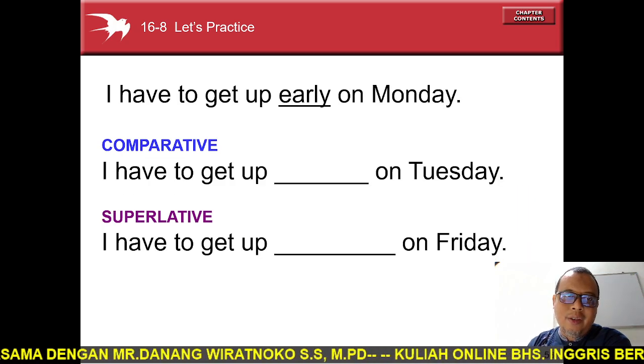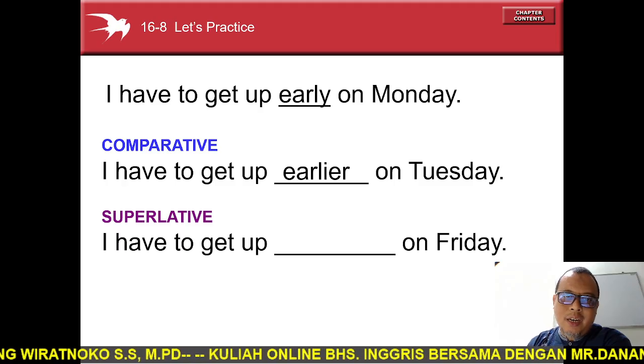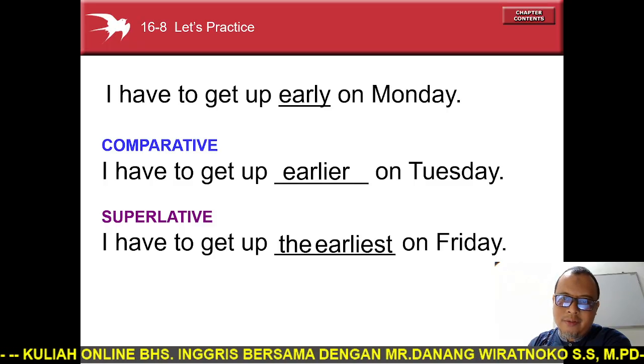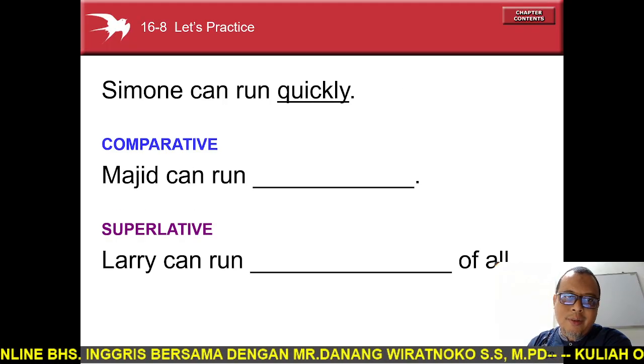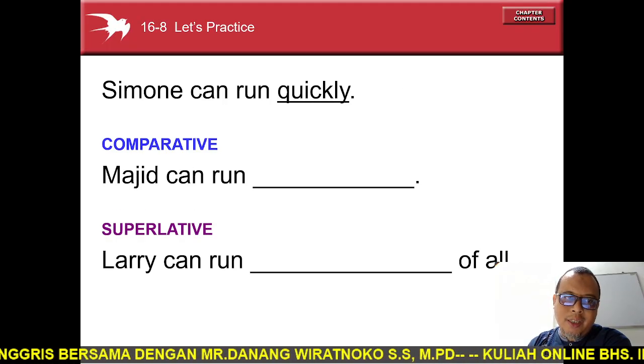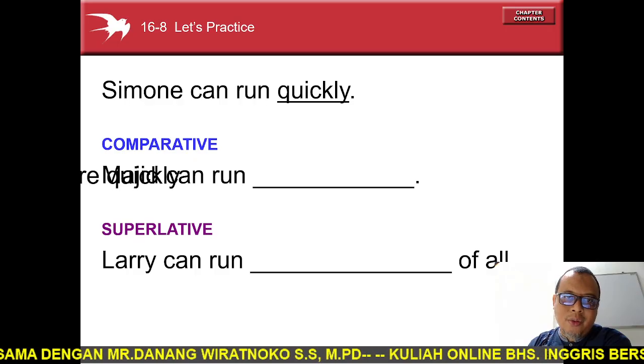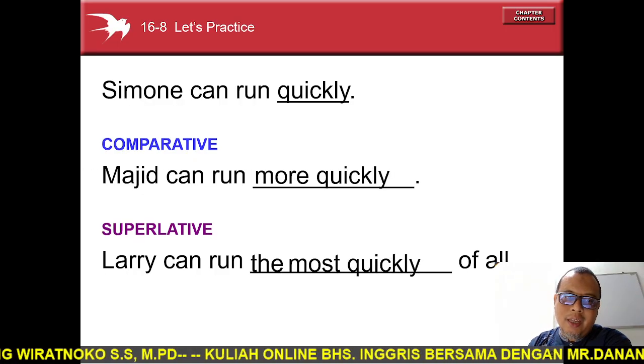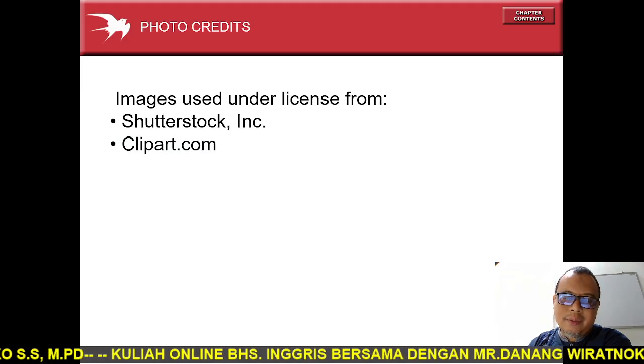Okay, I've got to get up early on Monday. I have to get up earlier on Tuesday. I have to get up the earliest on Friday. Simon can run quickly. Majid can run more quickly. And then Larry can run the most quickly.